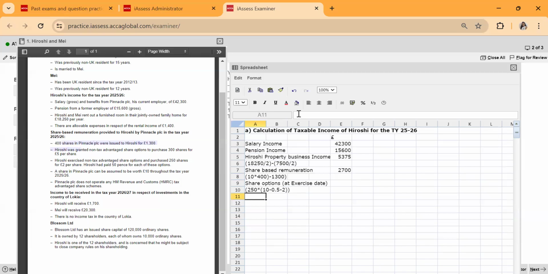So she's actually paid 2.5 for each option. Market value is 10. So the excess over it is the income. Right, so that will be 1875. Clear? Am I clear till here, Madhvan? Please tell me.